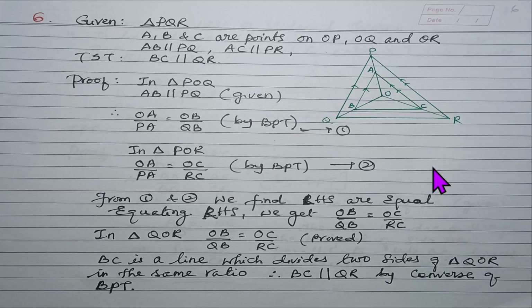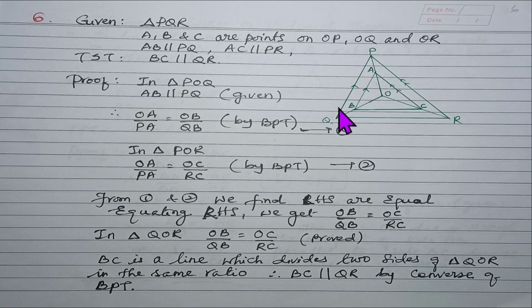Okay, remember that. Now coming to the next example, we are given a triangle PQR. A, B, C are points on OP, OQ and OR, and AB is joined, such that AB is parallel to PQ, and AC is parallel to PR. Now we have to prove that BC is parallel to QR. So let us understand this. Now let us take the triangle POQ.